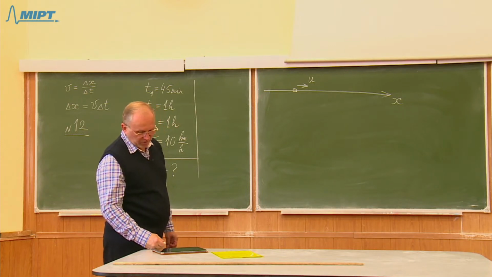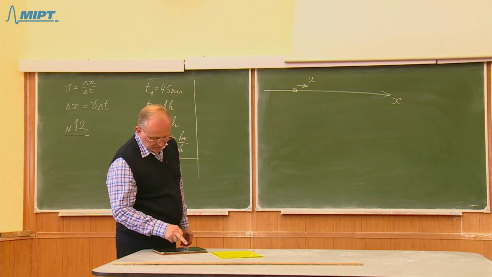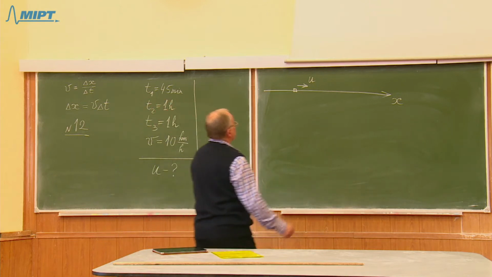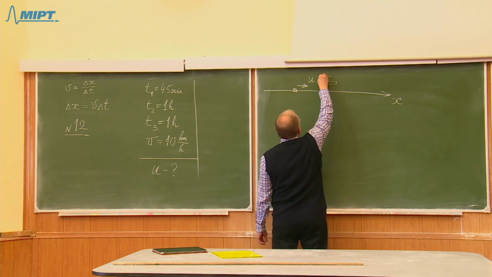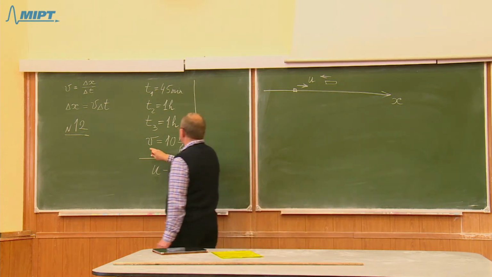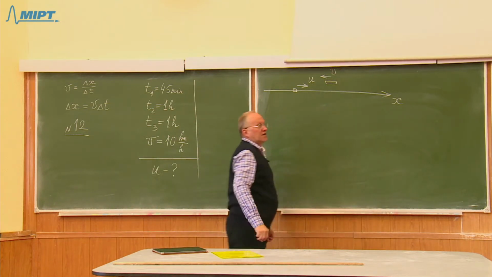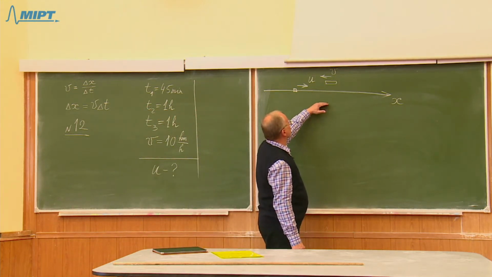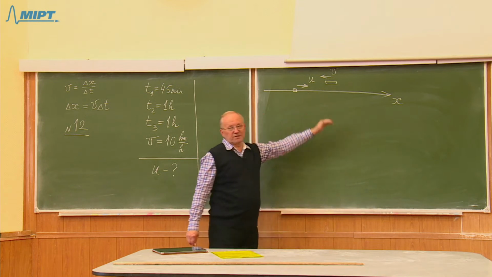Another thing in this problem is a motor ship that travels upstream. So there is a motor ship which travels upstream, and the velocity of this motor ship with respect to water is given. This is not the velocity with respect to the earth, not the velocity with respect to the river banks, but the velocity of the motor ship with respect to the water surface.